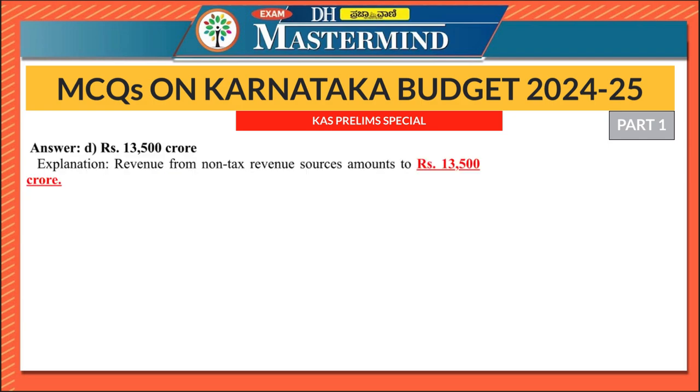So revenue from non-tax revenue sources amount to rupees 13,500 crores. Examples of non-tax revenue sources include income from interest, and then fees, dividends, fines, etc. While revenue from tax revenue includes commercial tax, excise duty, etc. So this 13,500 crore amounts to 4% of the total receipts, while tax revenue sources contribute 52%.